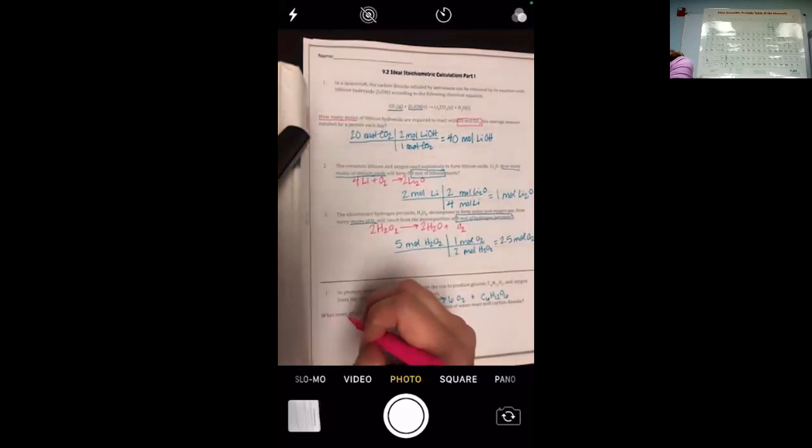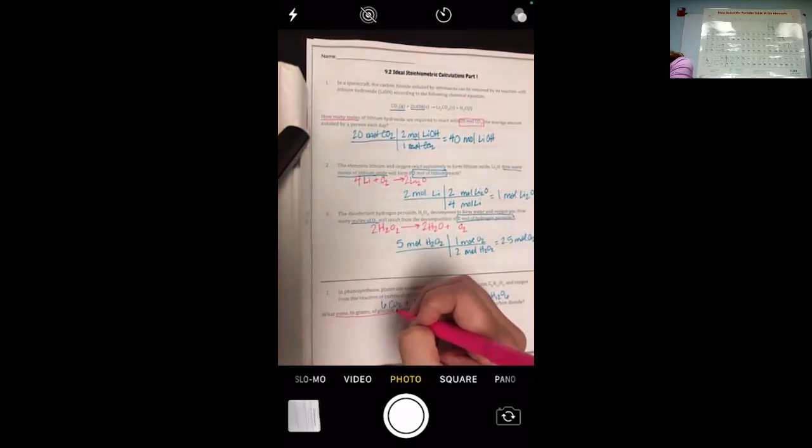So this time it wants me to find, move this up a little bit, it wants me to find what mass in grams. I don't know why it changed the lighting here. Sorry about that. All right, so what mass in grams of glucose comes from 3 moles of water?